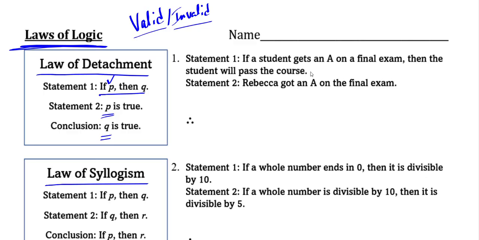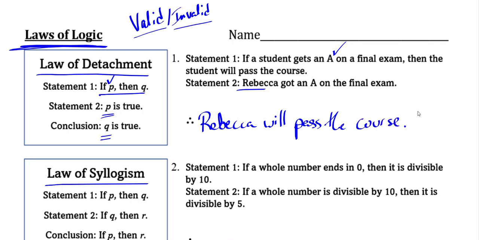So statement 1, if a student gets an A on the final exam, the student will pass the course. That's our conditional statement. Rebecca got an A on the final exam. So it's saying this part of that is true for Rebecca. So the second part will also be true for Rebecca. Our conclusion is that Rebecca will pass the course. It's just following the logic of a conditional statement given that the hypothesis is true.